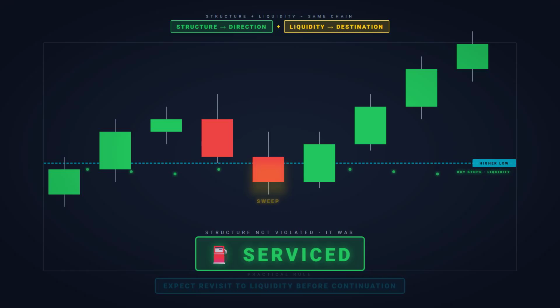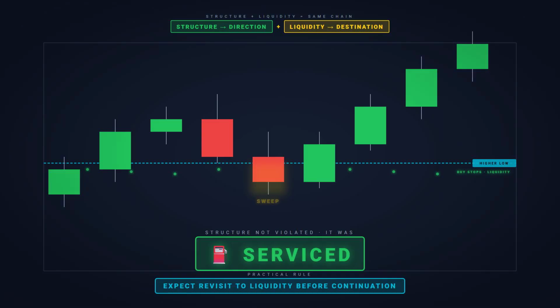This is the practical rule. In a trending structure, expect price to revisit liquidity at the last structural low before continuing. That sweep is part of the move, not a sign the move is over. When you understand that, you stop getting shaken out of good trades and you start seeing those sweeps as entry opportunities rather than exits.